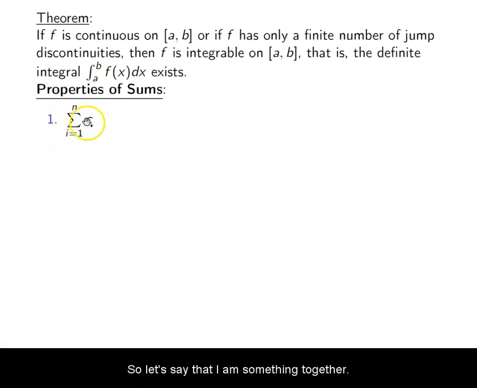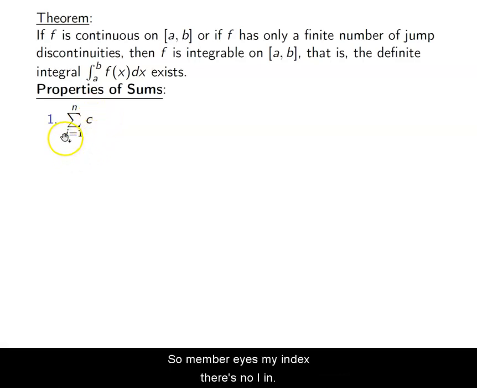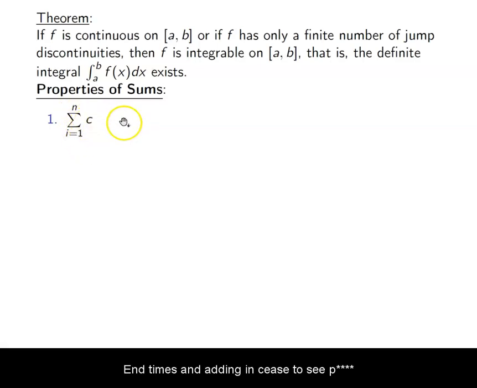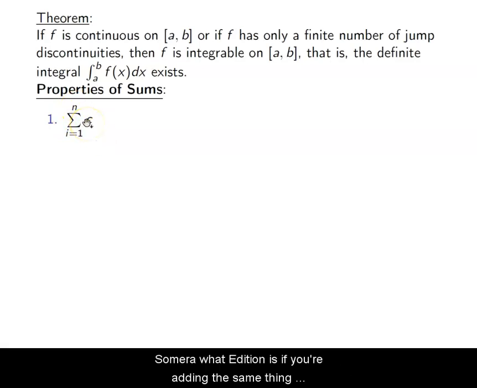Okay, so let's say that I am summing together a constant value c, right? Remember, i is my index. There's no i in this notation here, which means that I'm adding c together n times. I'm adding n c's, so c plus c plus c plus c plus c plus c until I get to whatever this ending index is, n. So remember what addition is. If you're adding the same thing over and over again, you're really just multiplying that constant by however many times you added it together, okay?